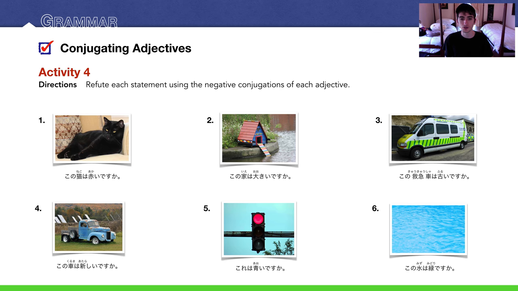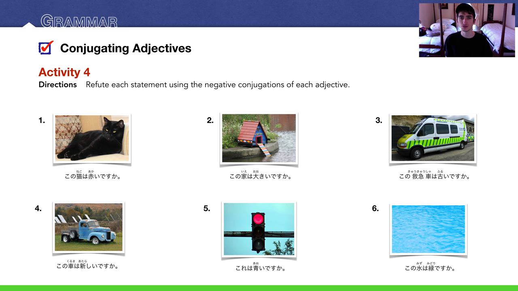Number 2, この家は大きいですか? Is this house large or big? No, it's not. So we would say, いいえ、大きくないです。 Number 3, この救急車は古いですか? Do you remember the word for ambulance? 救急車。 Is this ambulance old? And it looks pretty new to me, so we're going to say no, it's not old.